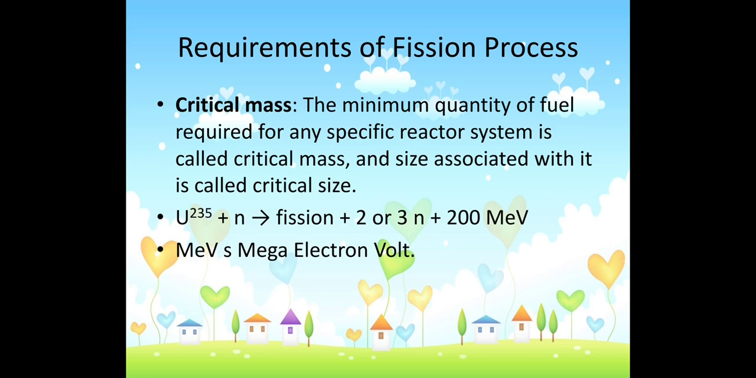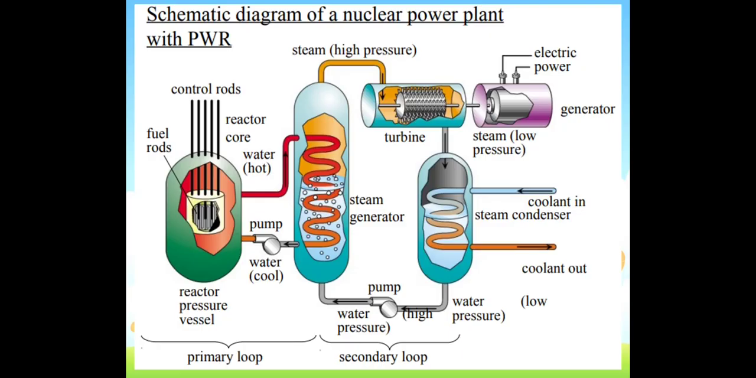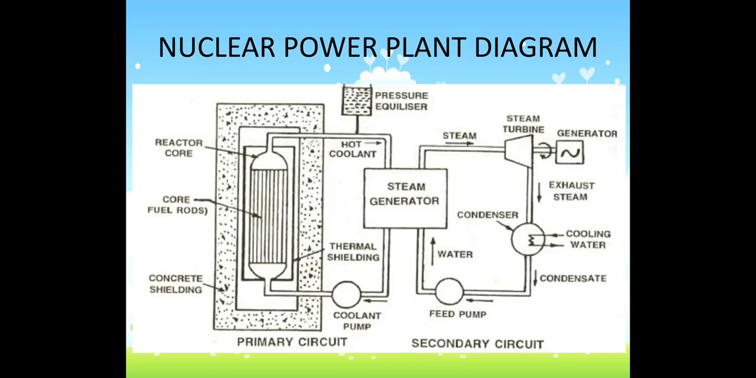This is followed by the nuclear fission reaction. The main components are the fuel rod, control rod, reactor core, water boiler, steam turbine, pump, condenser, and then generator. This is the diagram you can draw in your class notes.